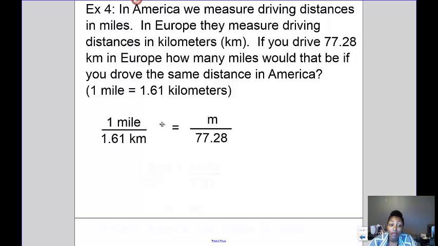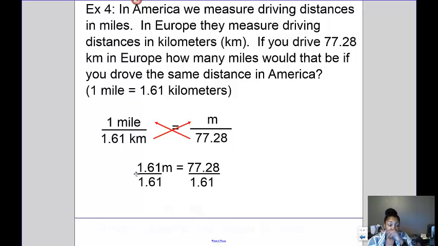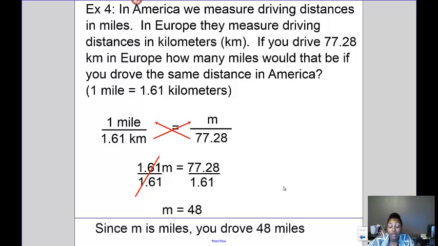So then now I need to solve the proportion. I need to cross multiply. When I cross multiply, it's going to give me 1.61 times m equals 77.28. I'm going to divide both sides by 1.61 to get the variable m alone. These cancel out, and it leaves me with m equals 48. So since m is miles, that means you drove 48 miles. So if you drive 77.28 kilometers in Europe, that's the same as driving 48 miles here in America, which is about the distance from here to the far side of Durham.